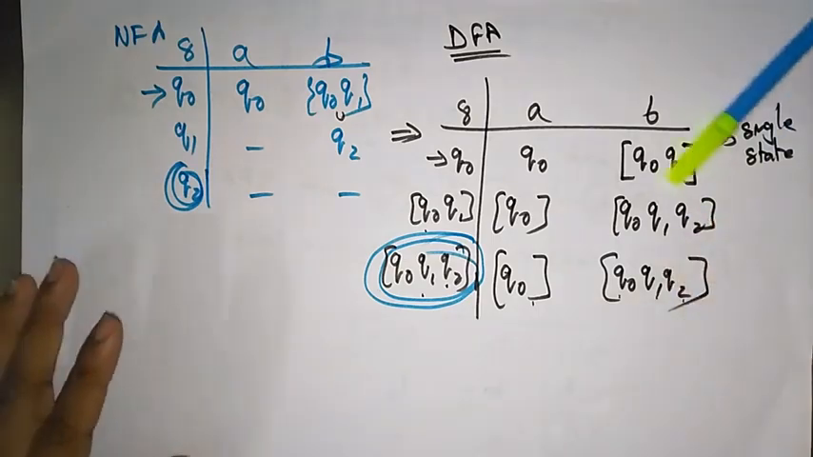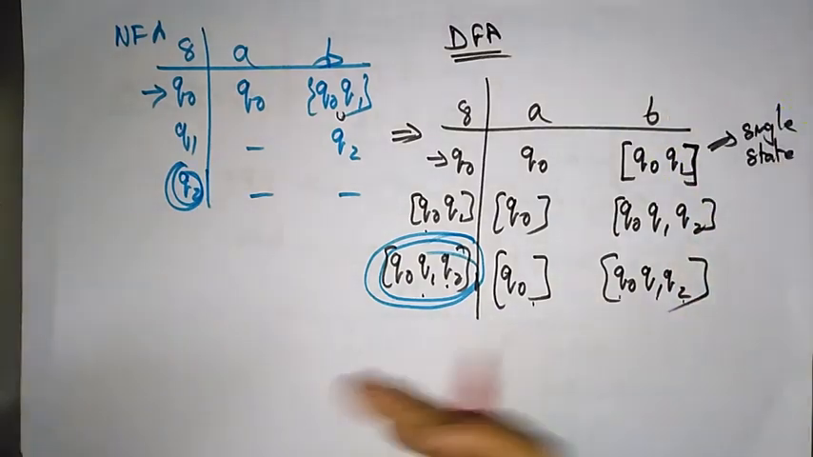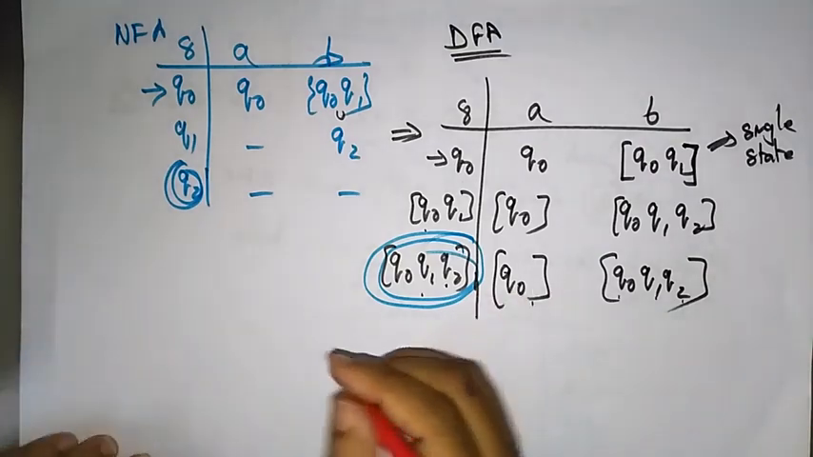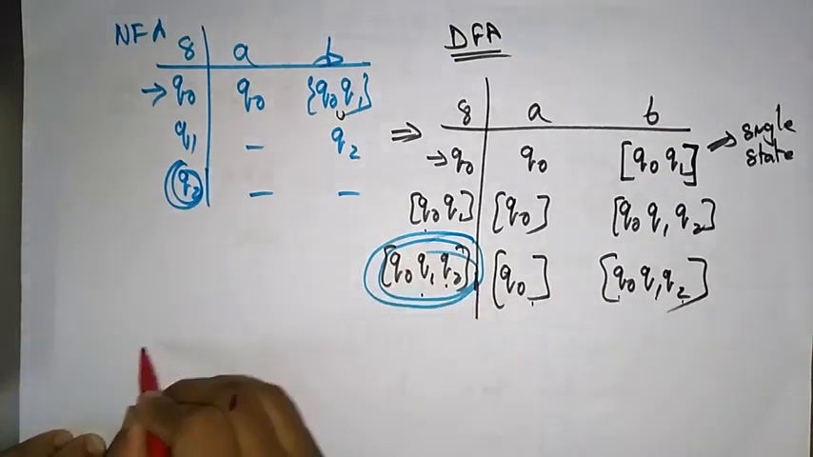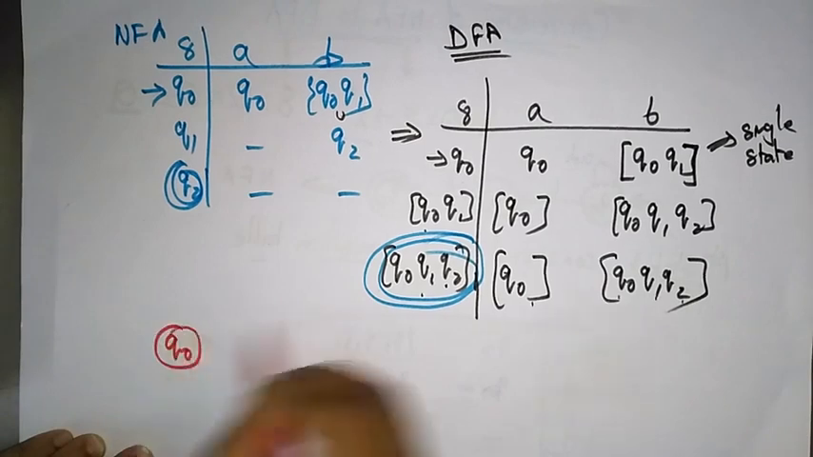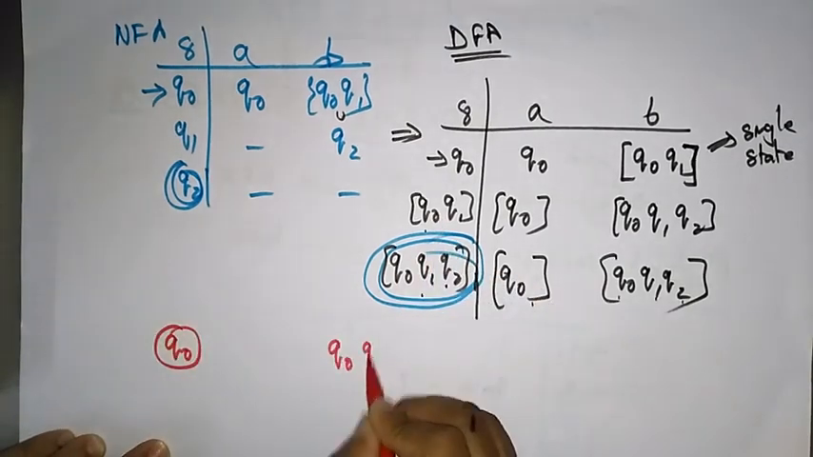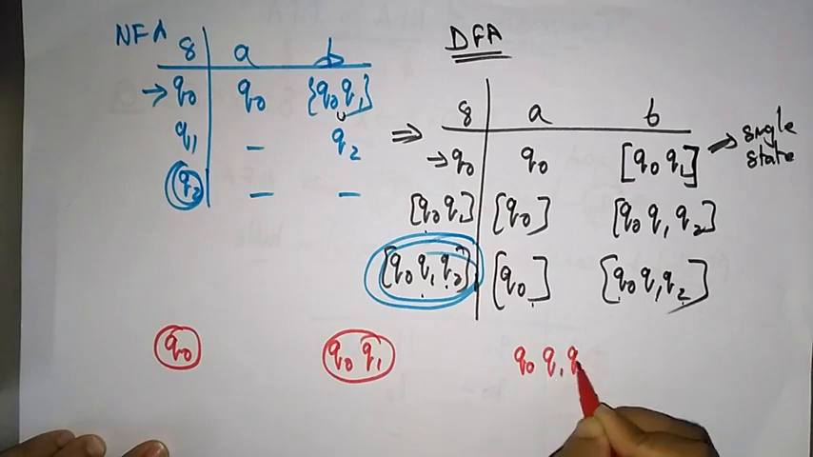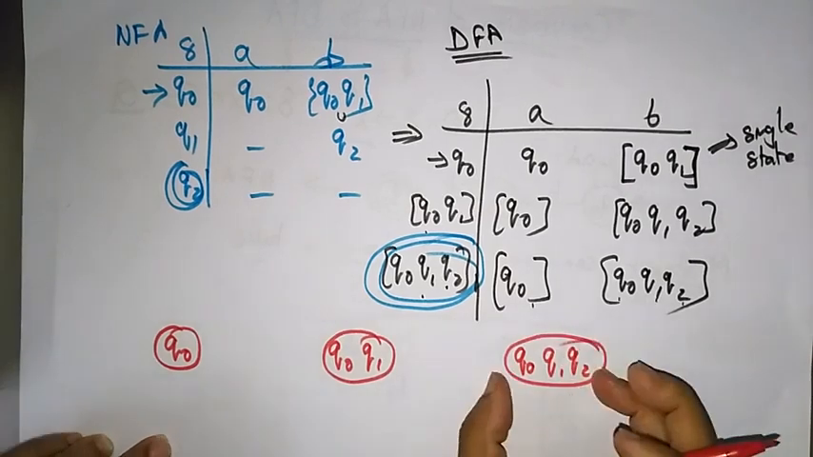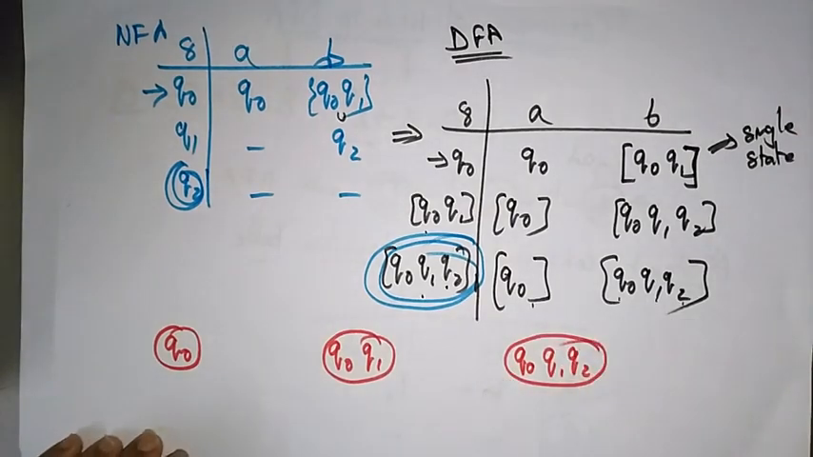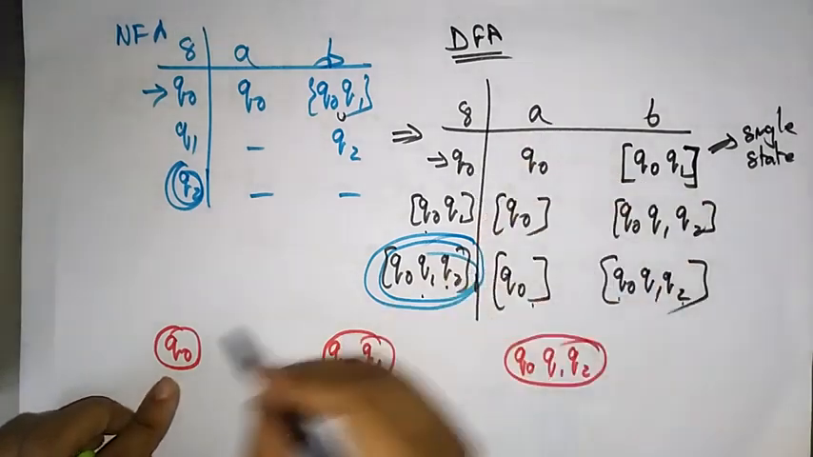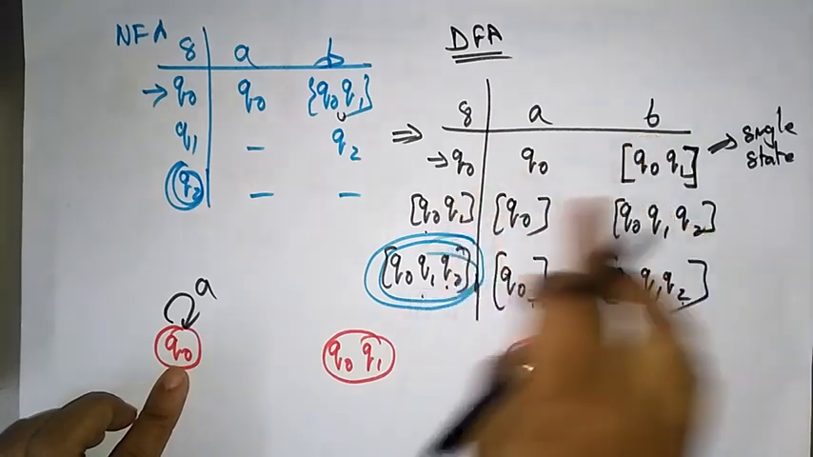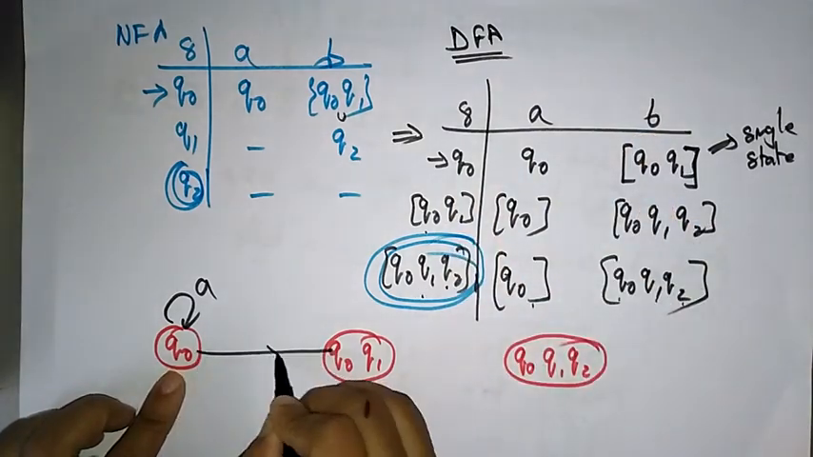Let me draw the transition diagram for this DFA. The NFA is given, and now I am constructing the DFA transition diagram. What are the three states? Q0, Q0, Q1 is another state, and Q0, Q1, Q2 is another state. The three combined are one state. Now Q0 on A goes to Q0 itself. Q0 on B goes to Q0, Q1.